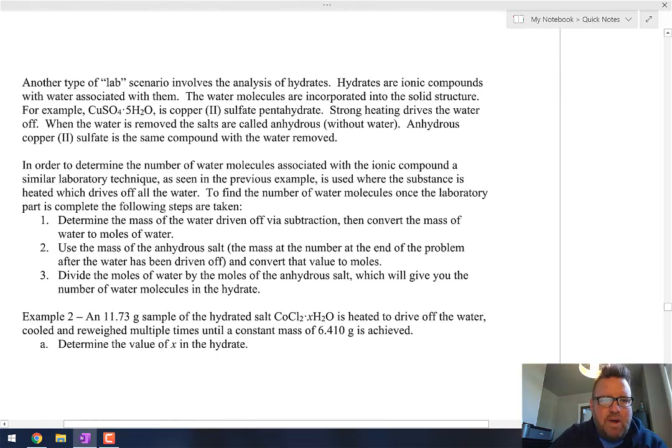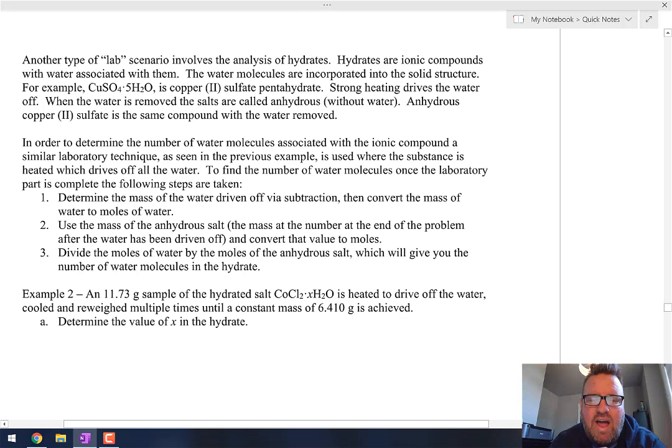Okay, another type of lab scenario involves what's called the analysis of hydrates. A hydrate is something like this, where you have a compound, like an ionic compound, that has some water attached to it. And in this case, this would be called copper(II) sulfate pentahydrate. And of course, when you heat those up, the water will eventually boil off, and you'll just be left with what's called the anhydrous form, which would just be copper sulfate. Anhydrous copper(II) sulfate is just CuSO4, but now it doesn't have the water attached to it.